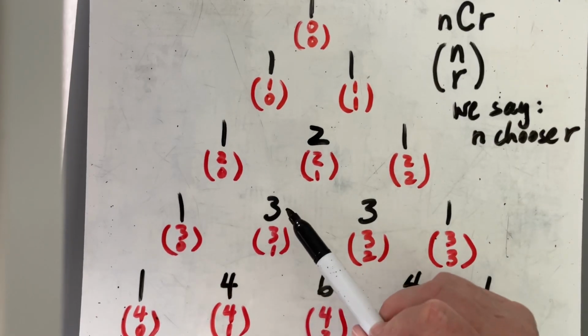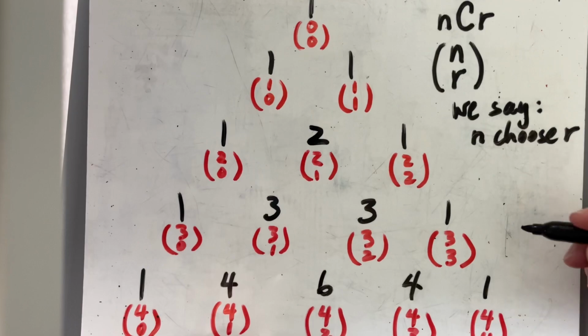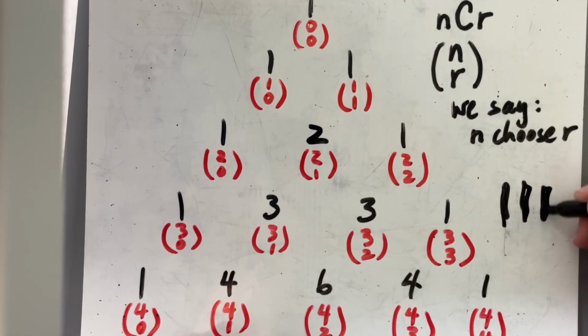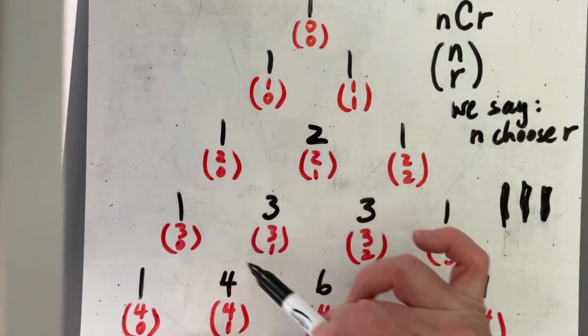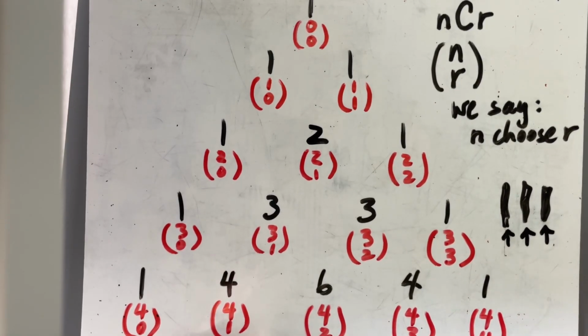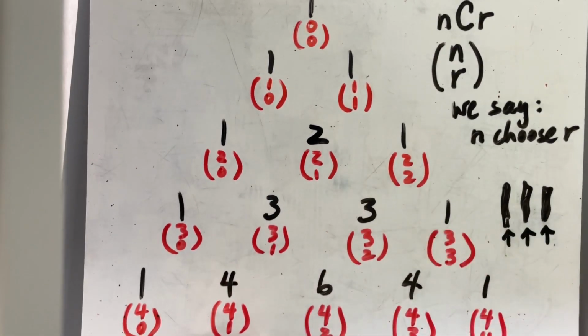If we come down here at 3 choose 1, so we have 3 markers, I'll just draw 3 sticks here for now. How many different ways can we choose one of them? Well, we can choose this one, or we can choose this one, or we can choose this one. That's 3 different ways. So that's the reason 3 choose 1 equals 3.